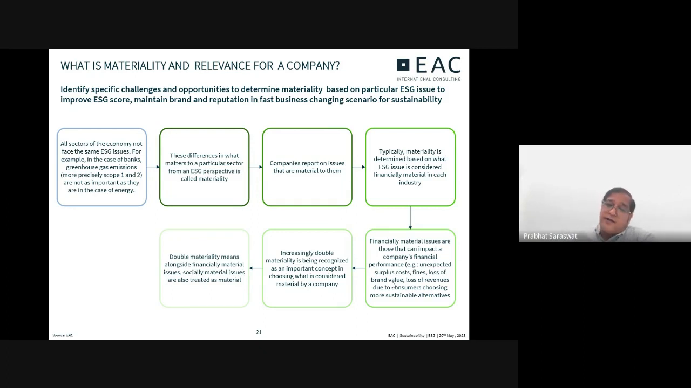So now the double materiality concept is also coming. Double materiality is being recognized as an important concept in choosing what is considered material by a company. As you know, if a matter has a financial impact, then obviously that matter is very important for the company. So double materiality means alongside the financially material issues, socially material issues are also treated as material. So now companies are focusing on social aspects also, not just on what affects the financial aspects of the company. So now the double materiality concept is coming nowadays.